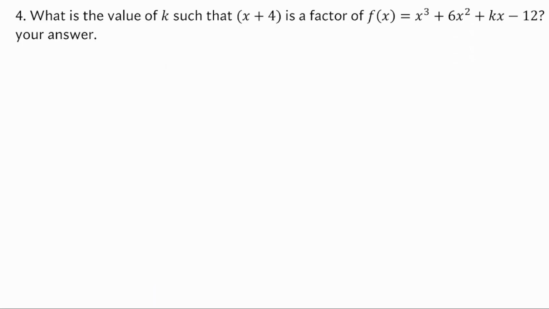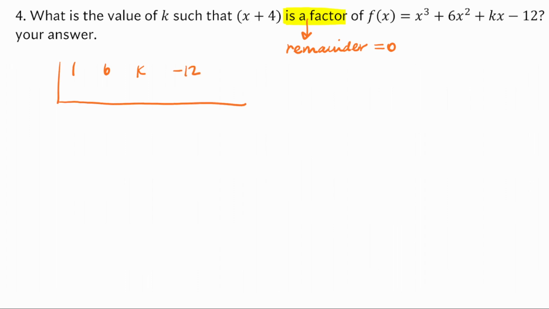All right, now they're asking what value of k makes this thing a factor. Okay, so if this thing is a factor, then it's going to necessarily have to be the case that the remainder needs to equal 0 when I divide f of x by x plus 4. So I'm going to say 1x to the 3, positive 6x to the 2, kx, negative 12, divided by x plus 4.